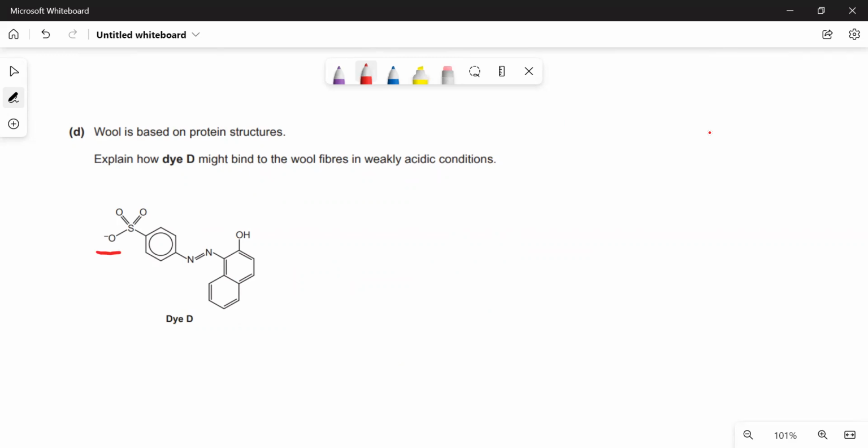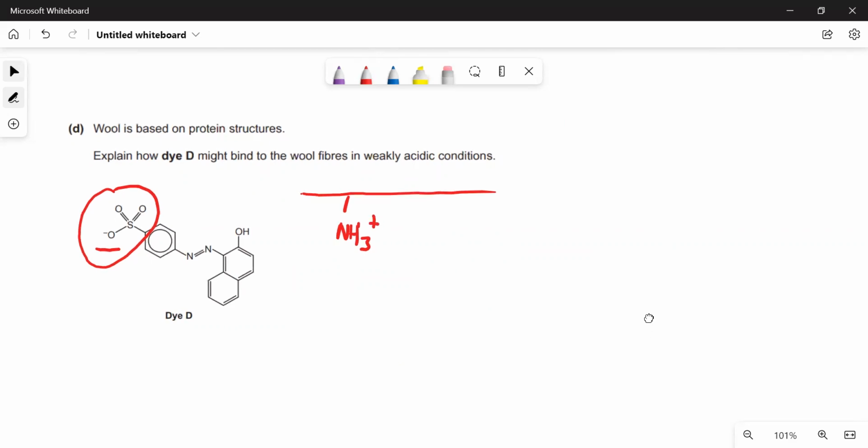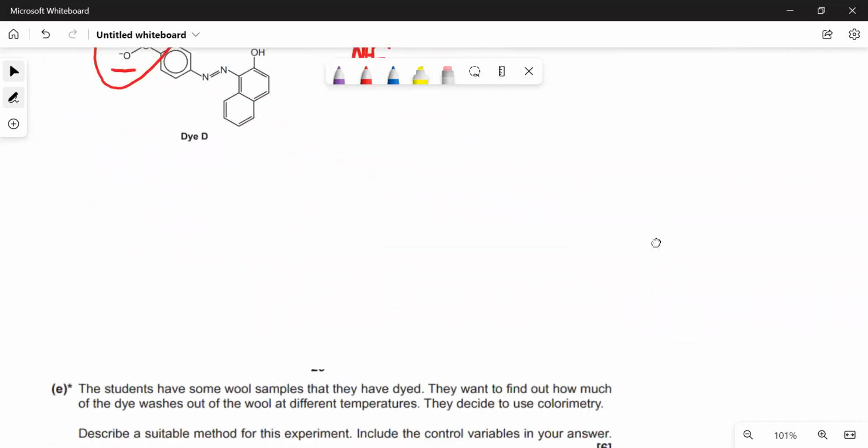But don't forget, on proteins, you have side chains. You have NH2 groups on certain amino acids, which under weakly acidic conditions will be protonated to NH3+. That's positively charged, and that is going to interact with the negatively charged group there. That's all you need to say there, I think. So protonated NH2 side chains on the protein, NH3+ positive, interact with the negative part of the dye.